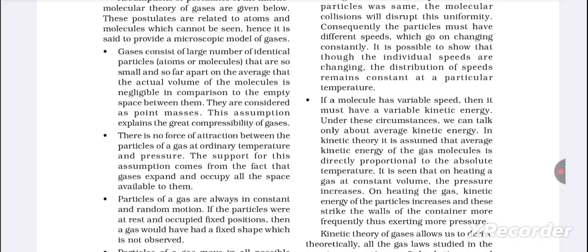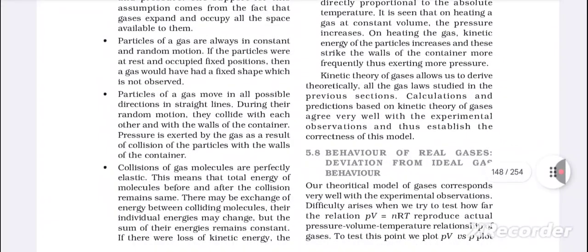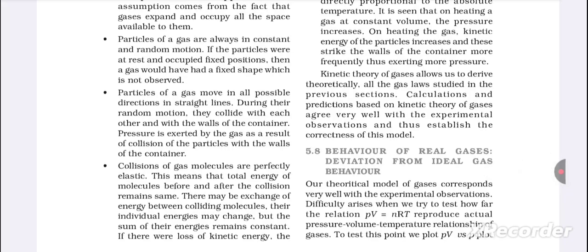Particles of gas are always in constant and random motion. If the particles were at rest and occupied fixed positions, then a gas would have a fixed shape, which is not observed. Particles of gas move in all possible directions in straight lines. During their random motion, they collide with each other and with the walls of the container. Pressure is exerted by the gas as a result of the collision of particles with the wall of the container.